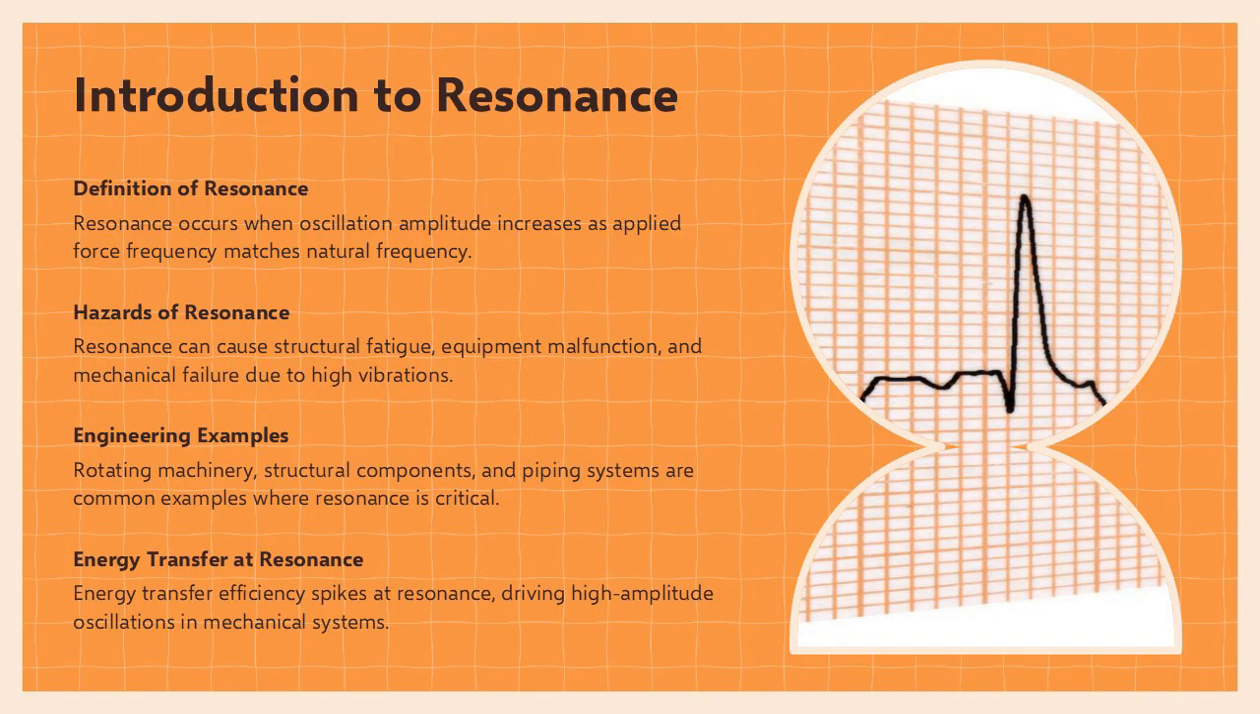This section introduces resonance using relatable engineering examples, such as rotating machinery, structural components, and piping systems. Emphasis is placed on how energy transfer efficiency increases dramatically at resonance, driving high-amplitude oscillations. The content sets the stage for later sections that explore how to recognize, measure, and mitigate resonance in operational environments.